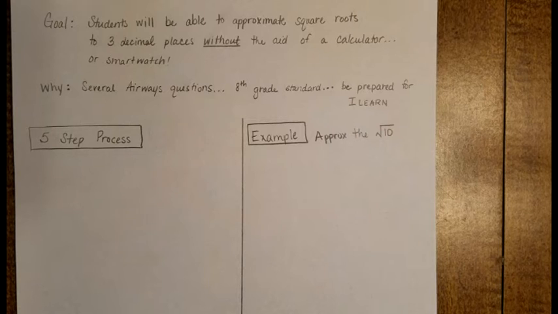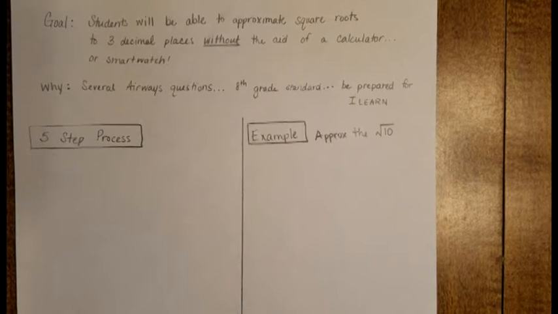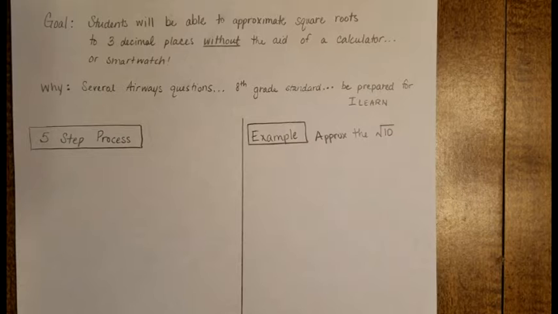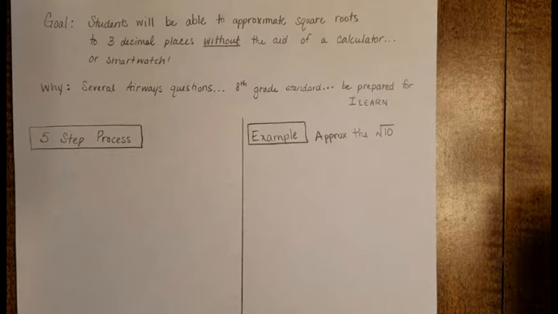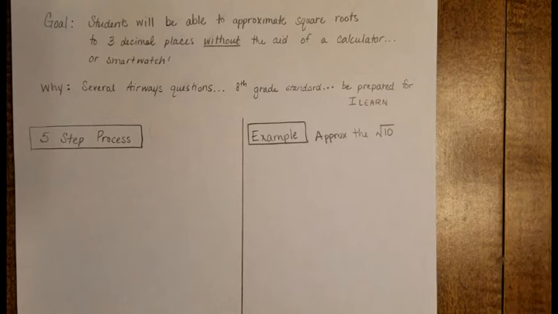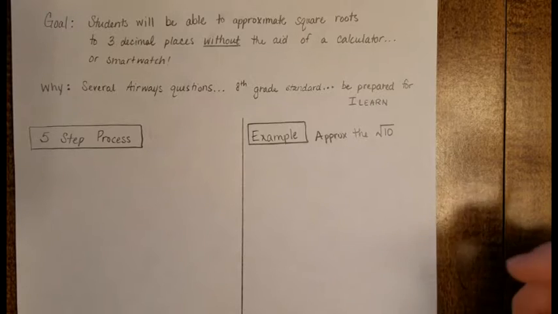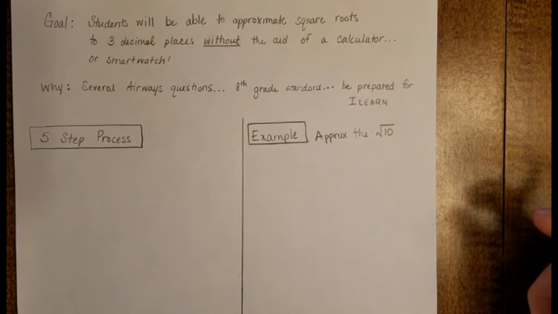Hi guys! Today we're going to work on approximating square roots to 3 decimal places without the aid of a calculator or a smartwatch. And a couple reasons why we're doing this. I noticed on some of the Airways questions that they ask you to approximate a square root between 2 integer values, but then they make you get more specific than that. It's also in the 8th grade standards, and I want to make sure that we are prepared for iLearn.